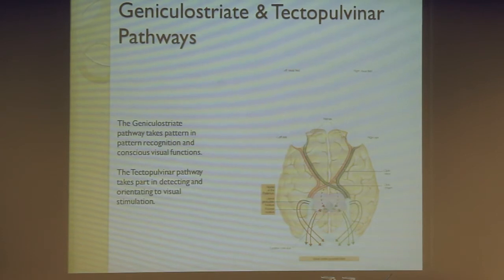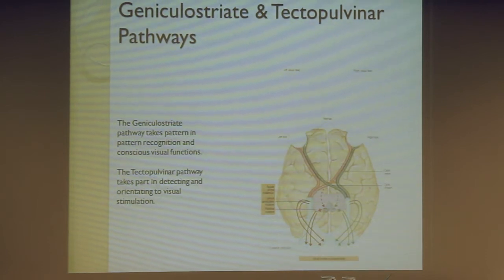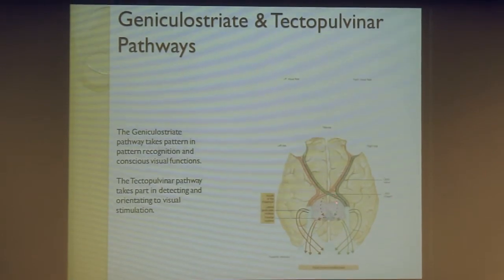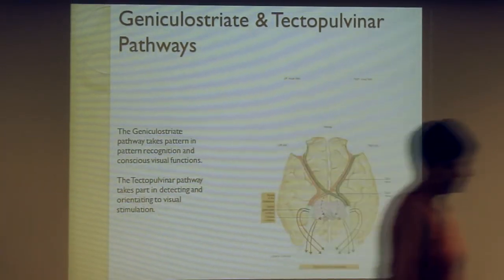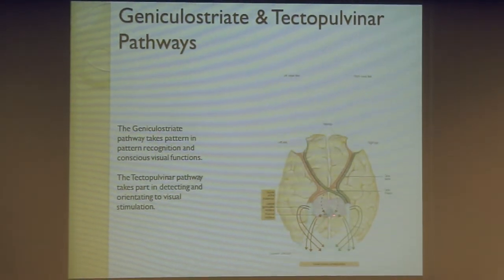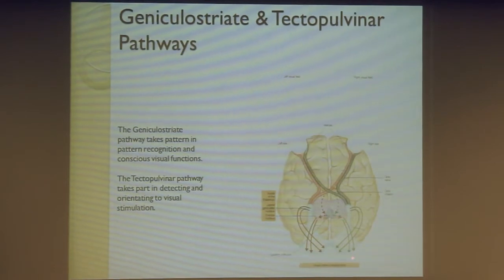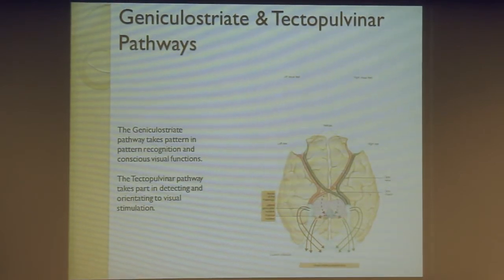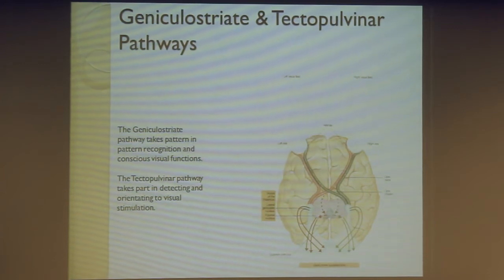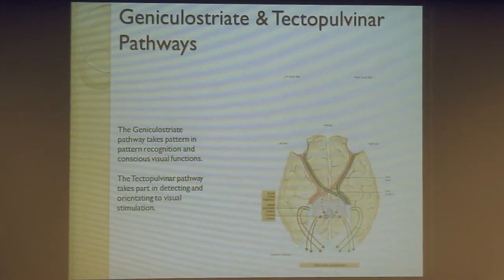But then you also get the tectopulvinar pathway. The tectopulvinar pathway is this one. It comes around here, but it makes a little detour there, and it goes to the pulvinar nucleus of the thalamus. And from there, it goes through to the back there as well. So you get two different visual pathways. The one is the one that we know, which is vision as we know it. But the other pathway, the tectopulvinar pathway, takes part in detecting and orientating to visual stimuli.